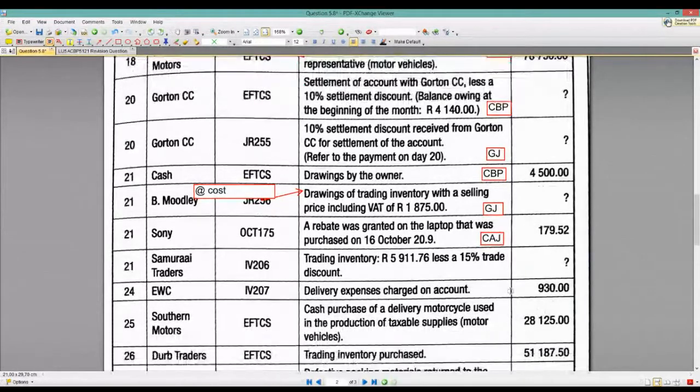Okay, and let's just do the last 21st. On the 21st, trading inventory of 5,911 and 76 Rand, less a 15% trade discount. Okay, so the trade discount would go to your creditors journal. Okay, so let me just stop sharing here, and then we'll continue on the Excel file.